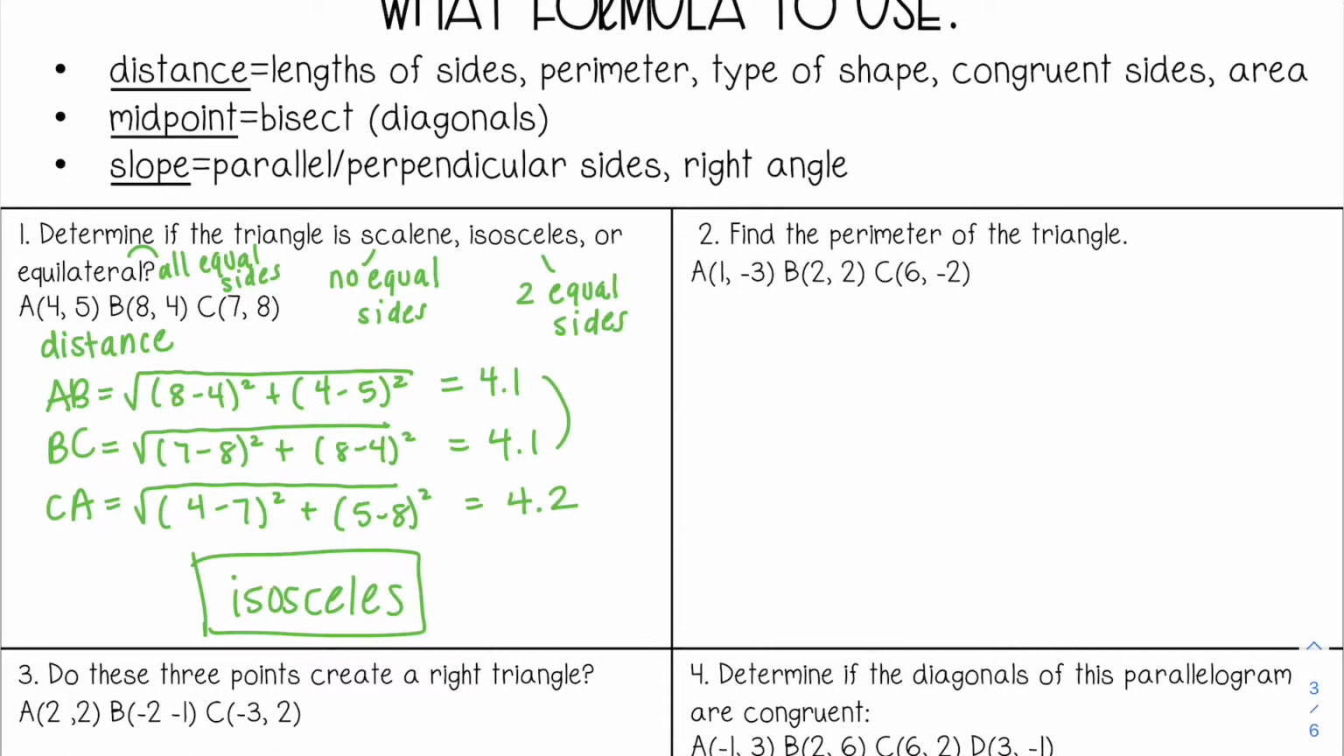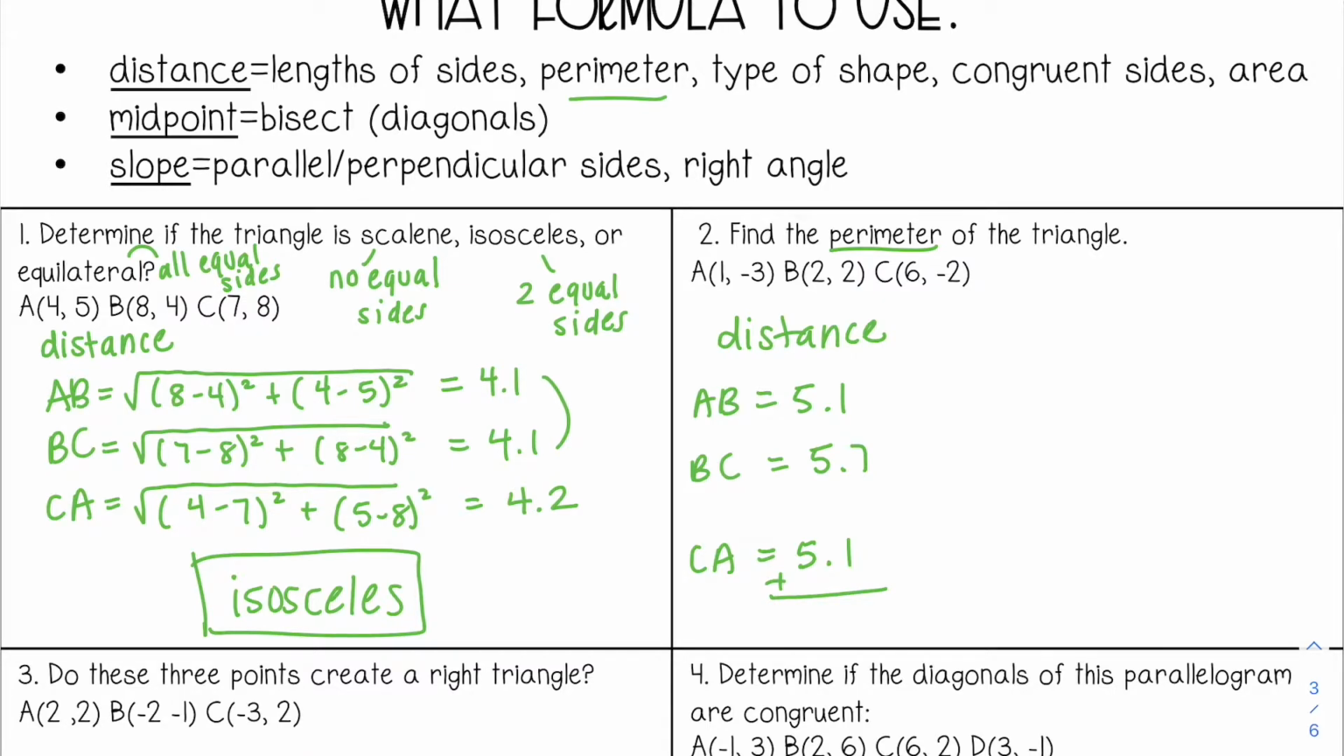All right, the next one says to find the perimeter of the triangle. So perimeter again would be the distance formula, because I need to know the length of all the sides. So I need from A to B, from B to C, and from C to A. So pause the video now and go ahead and find the distance of all three sides. Alright, so for AB you should have gotten 5.1, for BC 5.7, and for CA 5.1. And then I just need to add those three up to find the perimeter, which is 15.9 units.